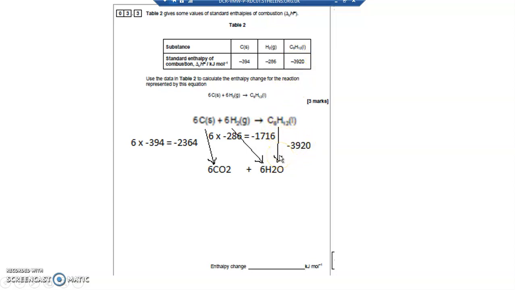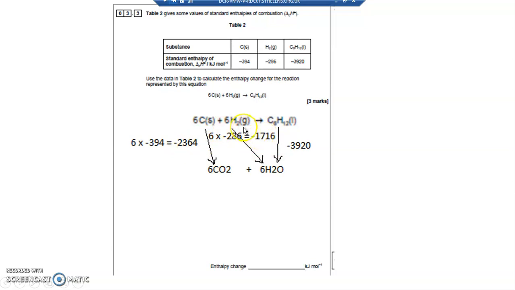Now then, I've got this equation, and it's come from here to here, here to here, and it's got to go from here back to here to match that one. So if I'm going in this direction here, all these arrows have got to come in this direction, so I've got to reverse that sign. So this one is minus 2364. I've done that, it's in the right direction.